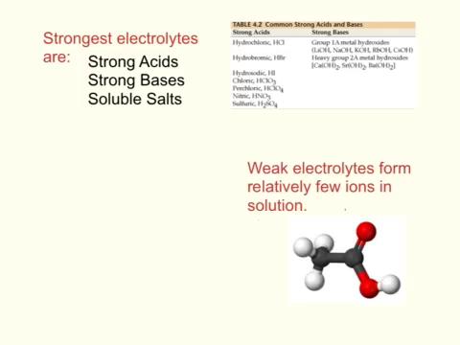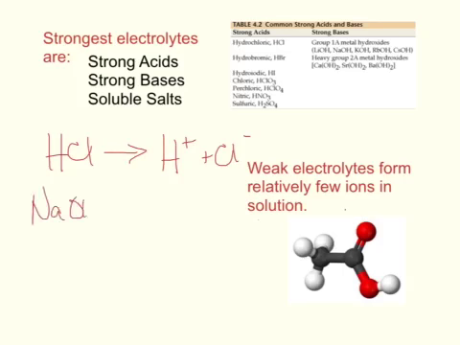Remember what the definition of a strong acid is. It completely ionizes. So when we put HCl into water, because it's a strong acid, it is going to completely ionize, forming hydrogen ions and chloride ions. That's the definition of what a strong acid is. Same thing for a strong base. We know sodium hydroxide is a strong base. So we know that in water, it's going to completely dissociate, forming sodium ions and hydroxide ions.